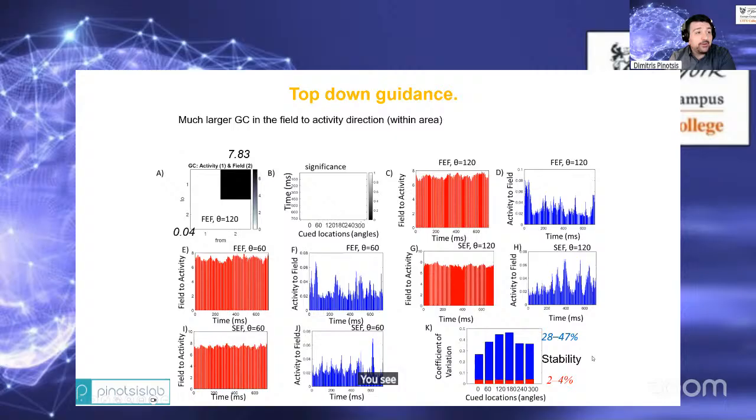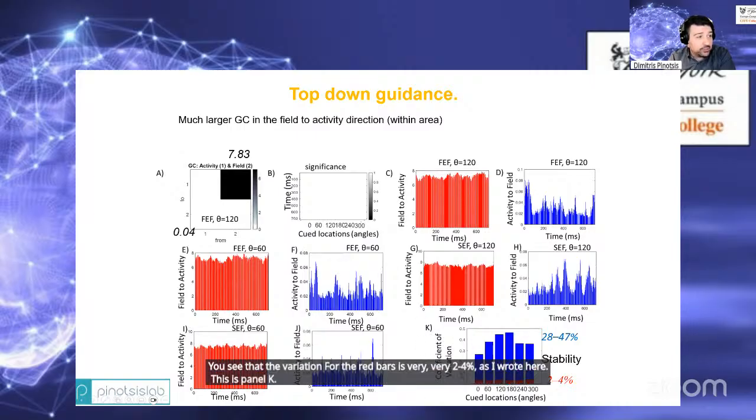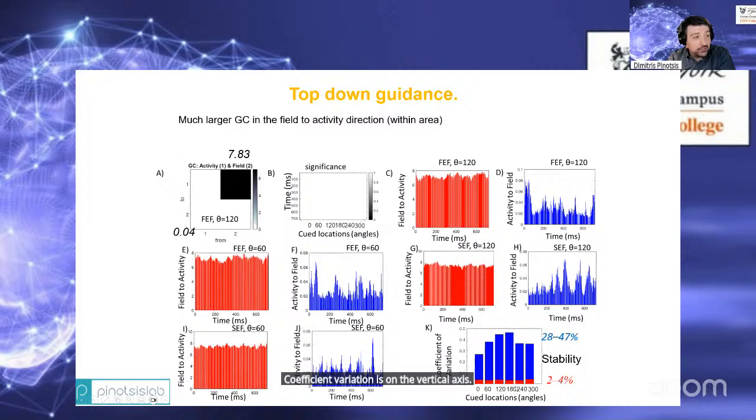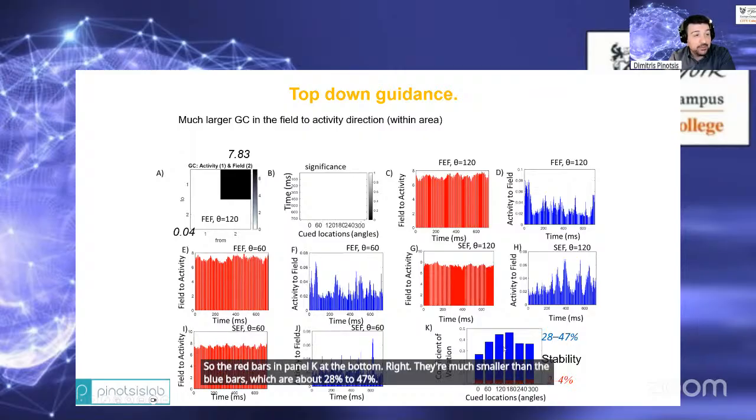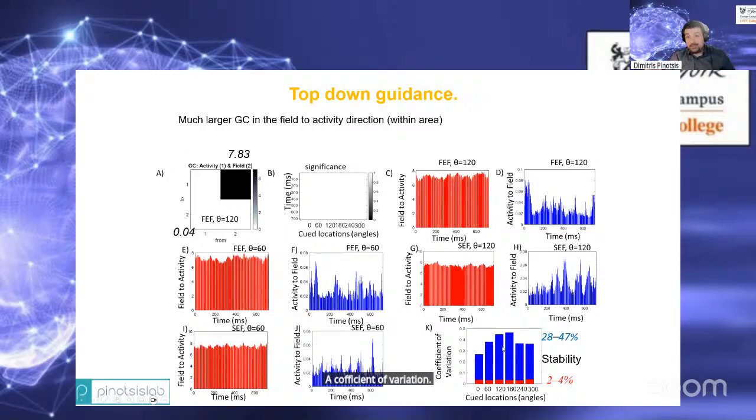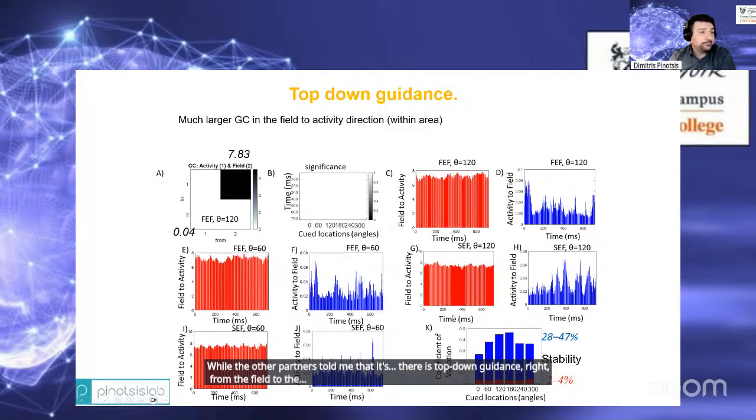You see that the variation for the red bars is very, very small, 2 to 4%, as I wrote here. This is panel K. Coefficient of variation is on the vertical axis, different acute locations and angles are on the horizontal axis down here. So the red bars in panel K at the bottom right are much smaller than the blue bars, which are about 28 to 47% coefficient of variation. So this tells me that the field is more stable also, while the other panels told me that there is top-down guidance, right, from the field to the spiking.